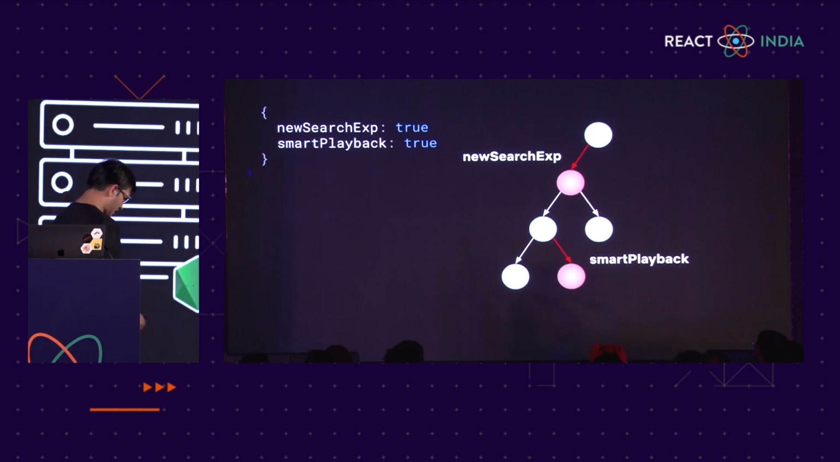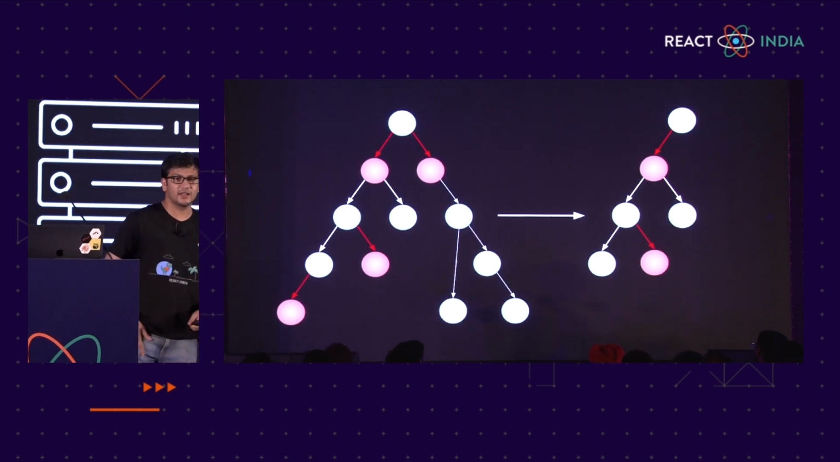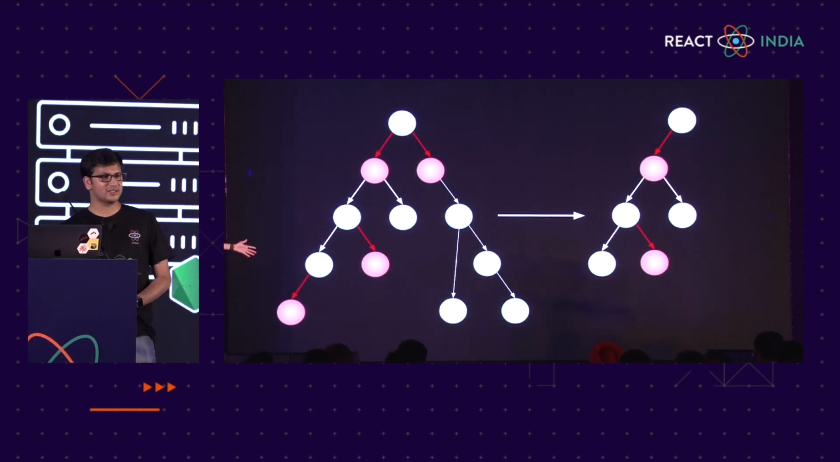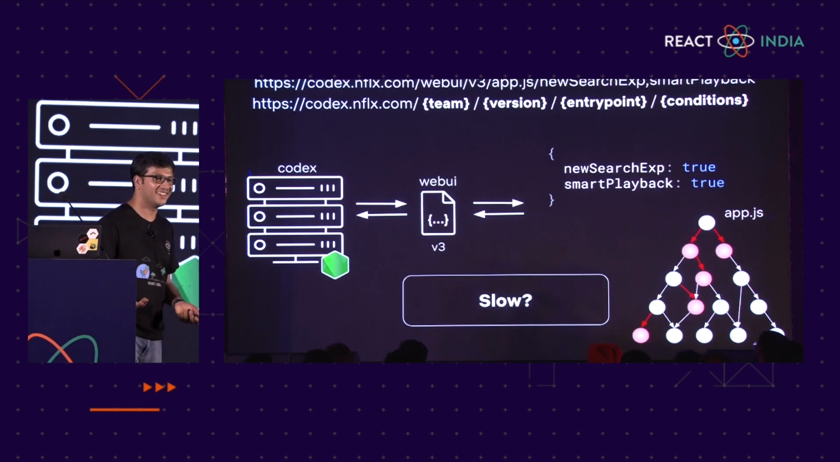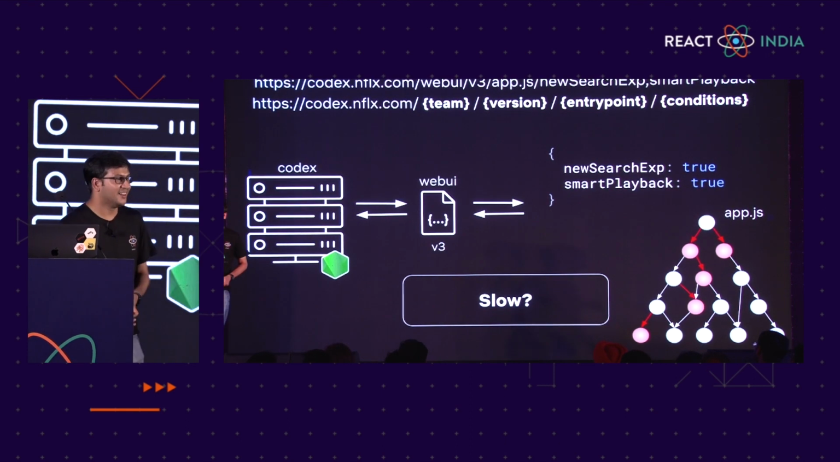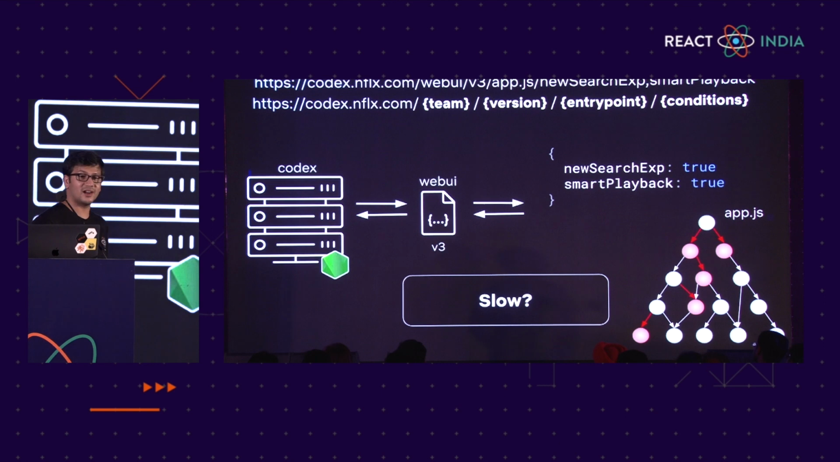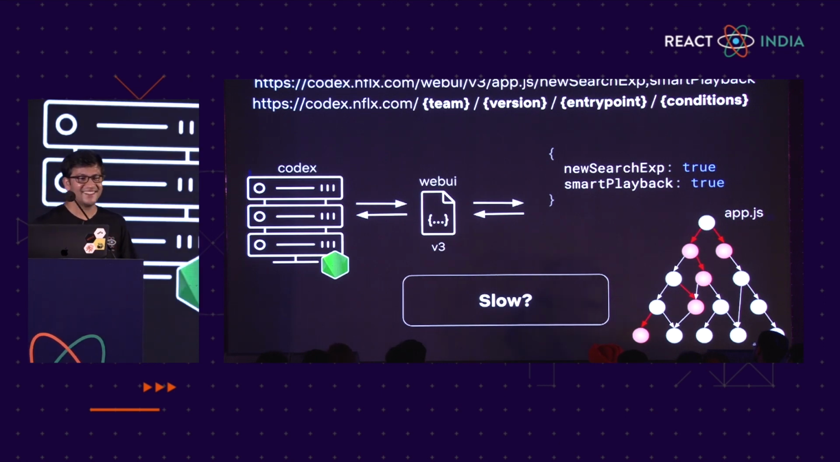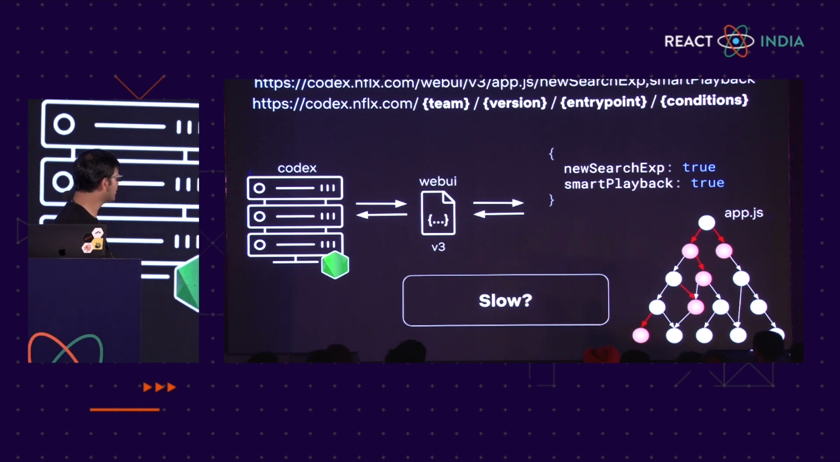At this point, I'm pretty sure a lot of you must be thinking, hey, isn't this really slow? You have 2,000 files, you're going to parse the whole graph again and again. Isn't this really slow? Well, when we started, it was definitely slow. But as of now, we've actually optimized our graph traversal a lot.